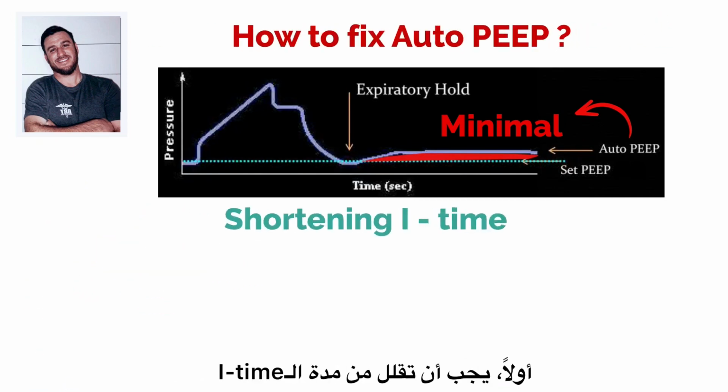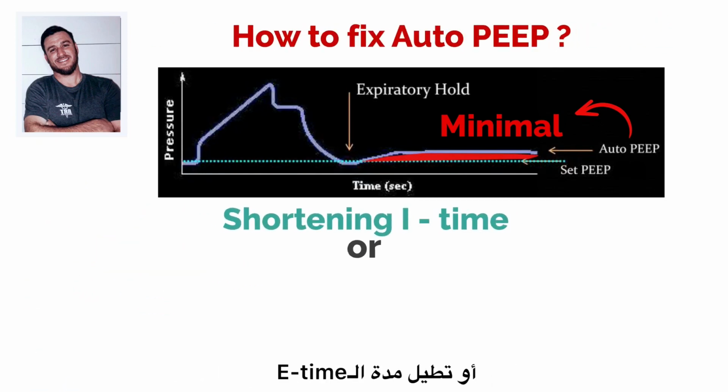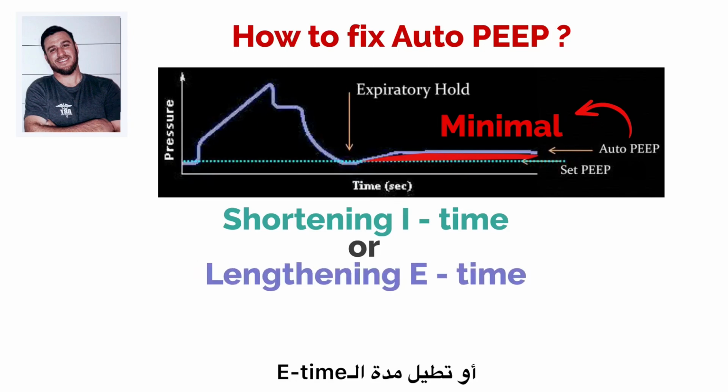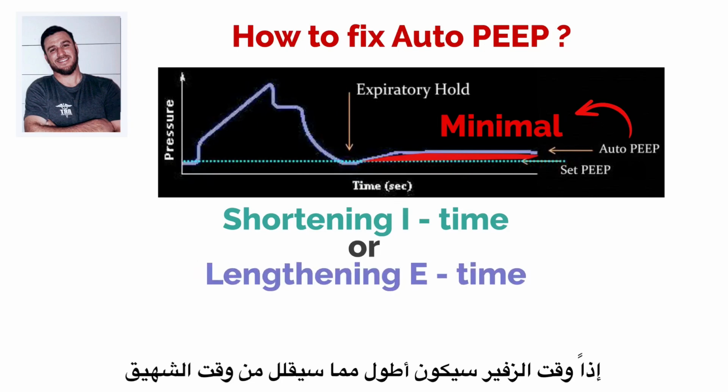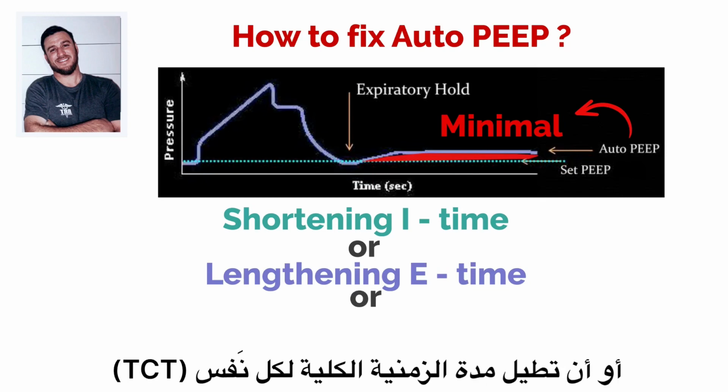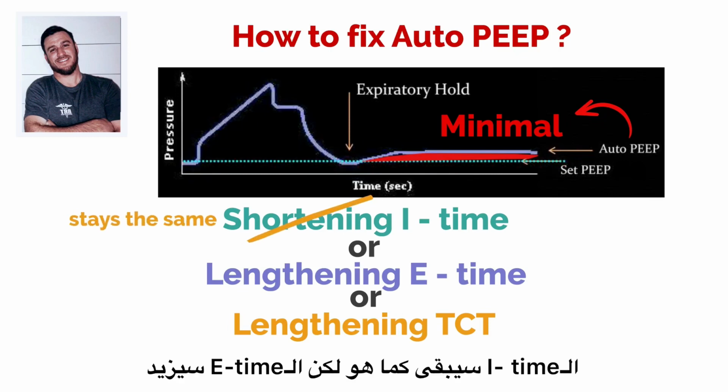Well, one, you have to shorten your I time, or you have to lengthen your E time. So your expiratory time has to get longer, which means you can shorten your inspiratory time, or you can make your total cycle time longer. Your inspiratory time would stay the same, but your expiratory time would get longer.